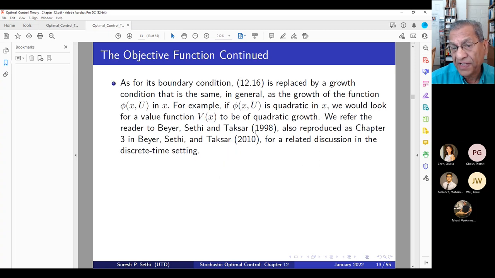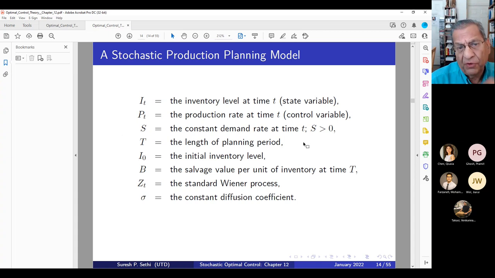Any questions so far? Because we're done with the theory of stochastic control. We are now going to apply this to 3 different problems. The first problem we apply is inventory control. We have done this before in chapter 6.